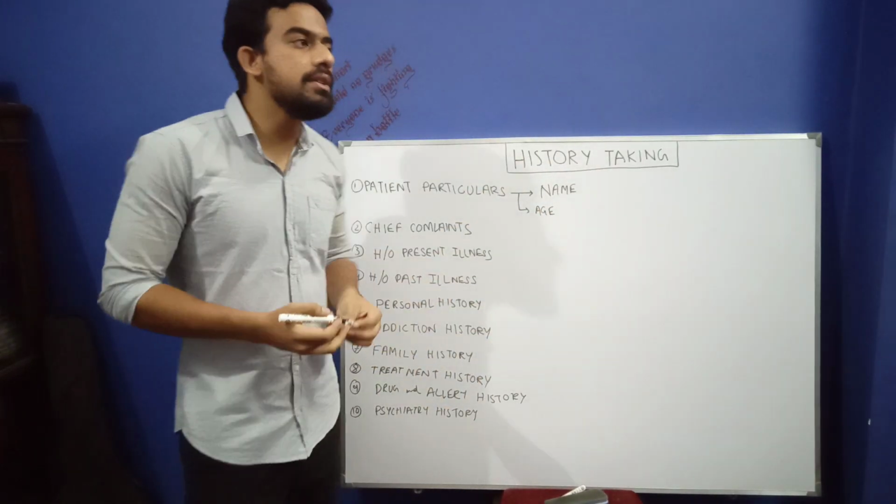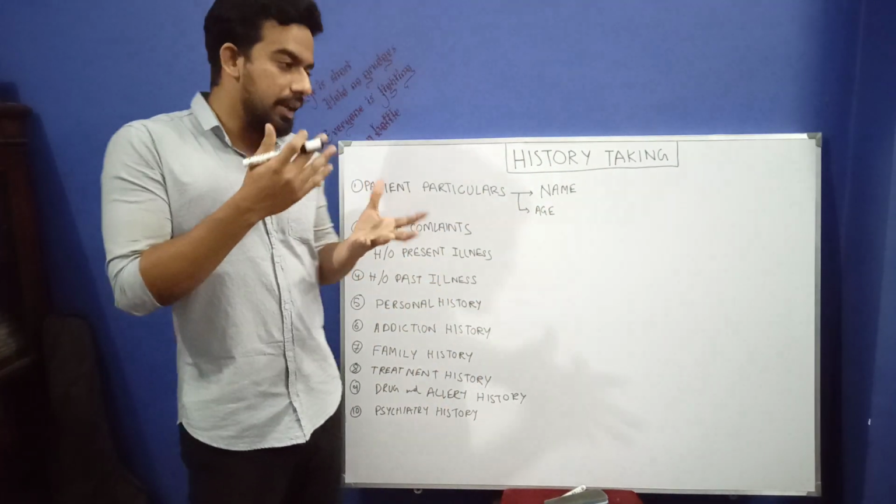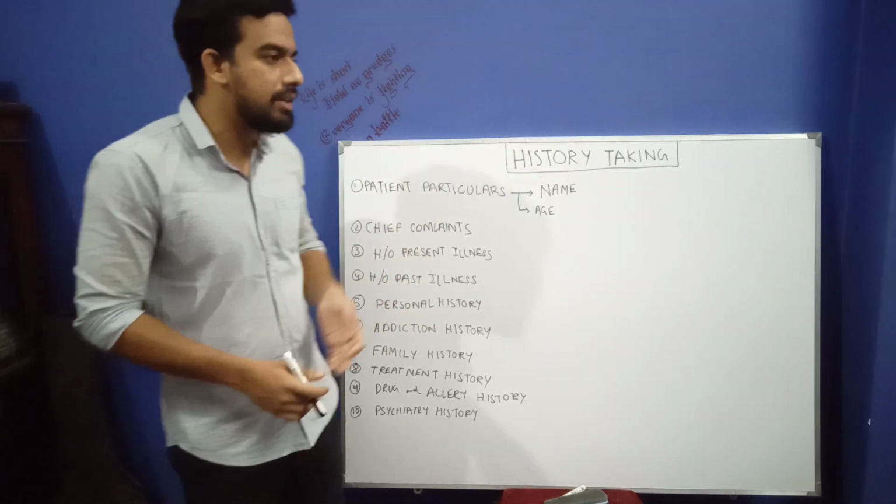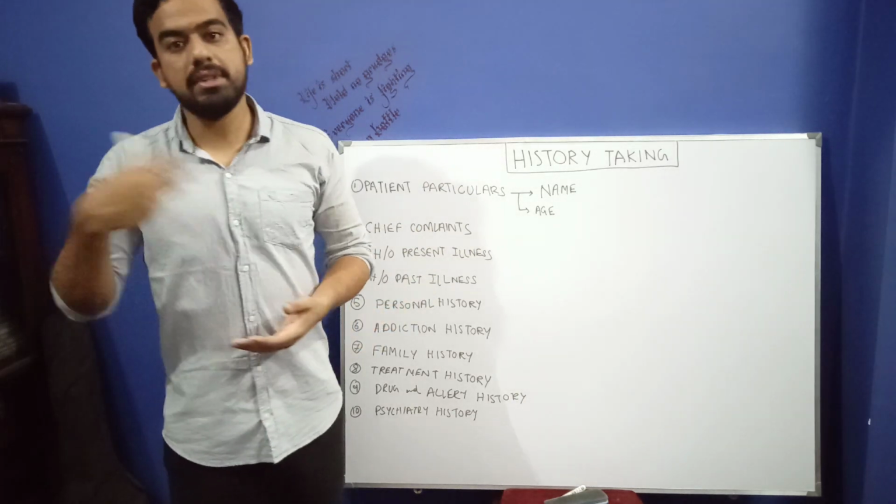What is the significance of age? We have diseases divided according to their age group. Some diseases are more prone in a particular age group. That is why age is significant. For example, we have pediatric diseases, we have geriatric diseases.